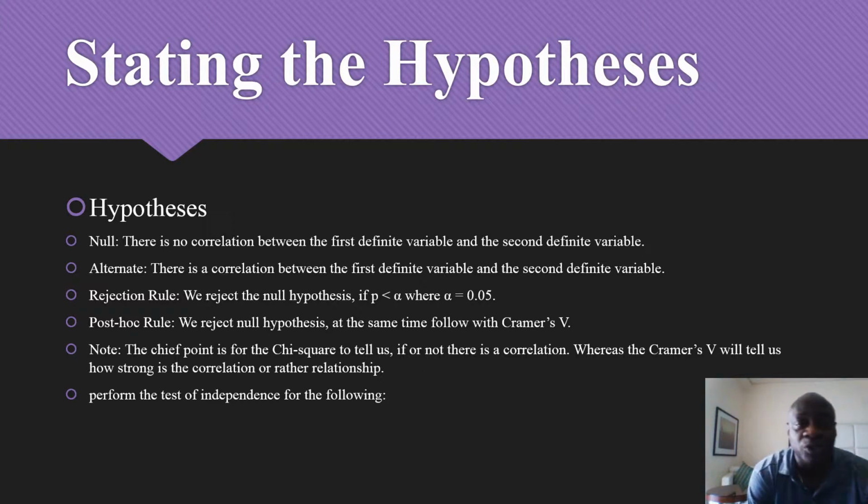The rejection rule here is for us to reject the null hypothesis if P is greater than alpha, where alpha equals 0.05. Post hoc rule is for us to reject the null hypothesis and at the same time follow with Cramer's V. Note, the chief point is for the chi-square to tell us if or not there is a correlation, whereas the Cramer's V will tell us how strong the correlation, or rather relationship, is.